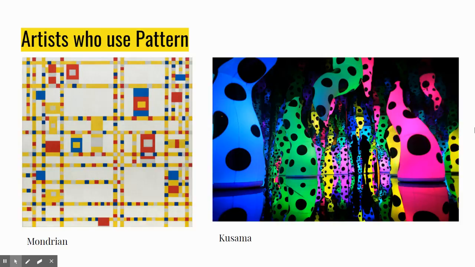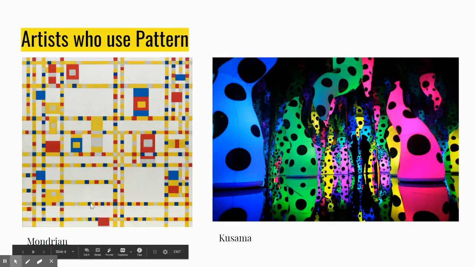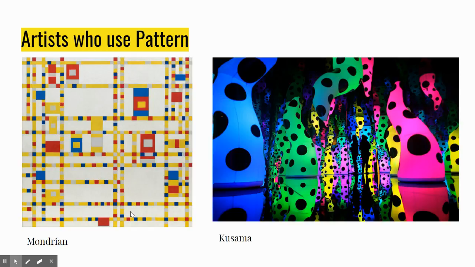So a couple artists who use pattern. Mondrian is one of them, right here on the left. He makes his work about jazz music and his experiences living in the city. But you can tell that he uses pattern because he uses repeated shapes and colors in his artwork.